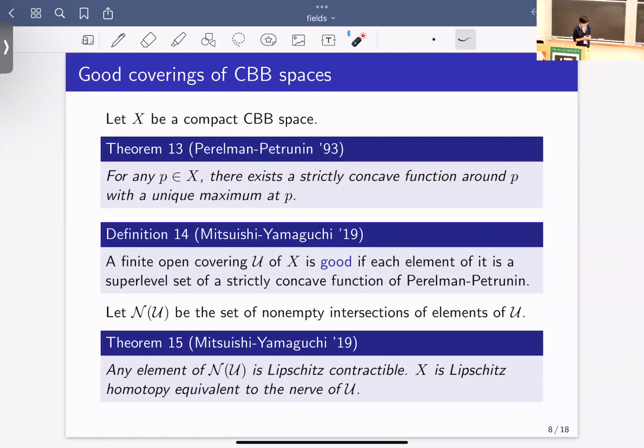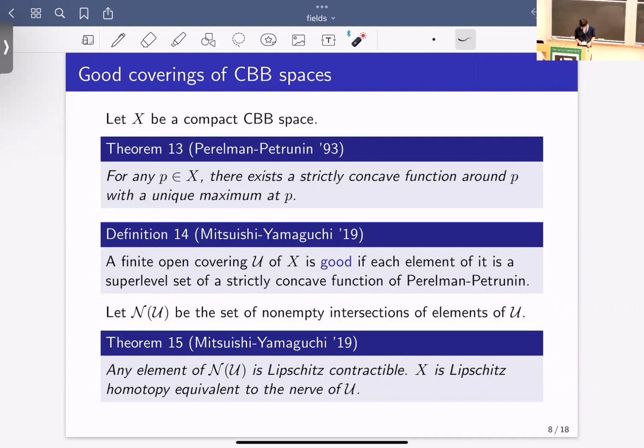So this strictly concave function is basically defined by distance functions. If there is a space converging to X, then you can lift it to that space. Mitsuishi and Yamaguchi defined a good covering of X by a finite open covering U whose element is a super-level set of a strictly concave function of Perelman and Petrunin. So this covering is good in the usual topological sense, but also has many nice geometric properties.